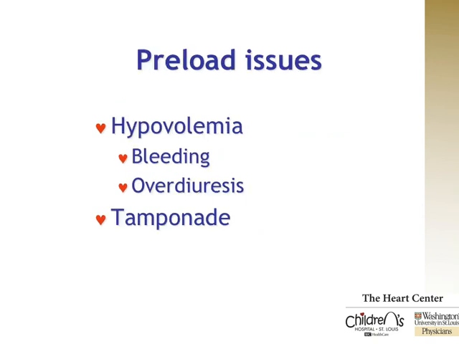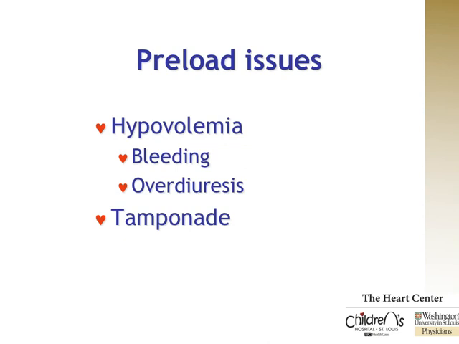Some of the preload issues may be simple hypovolemia. Is the tank not full? Postoperative patients may be bleeding. If chest tube output is excessive, intravascular volume may be compromised. Or sometimes a little bit later into the patient's postoperative course, we often get pretty aggressive with our diuretics, and sometimes at the expense of driving the preload down to unacceptable ranges to support an adequate cardiac output.